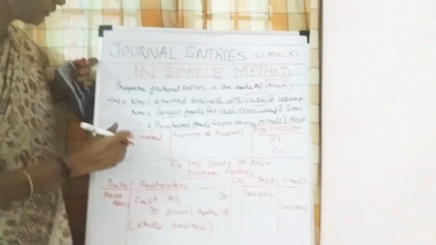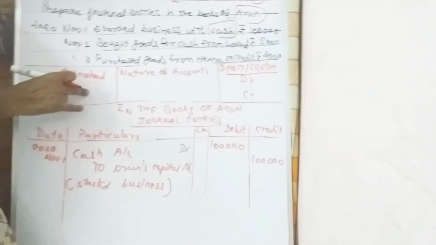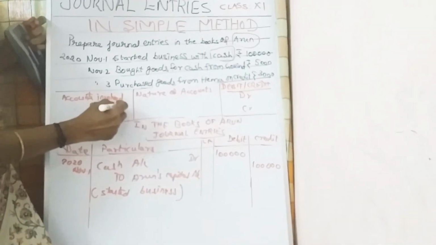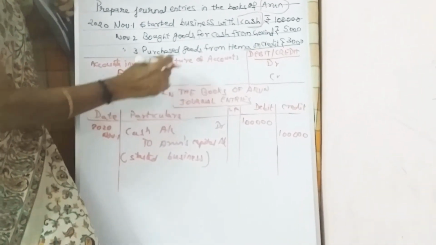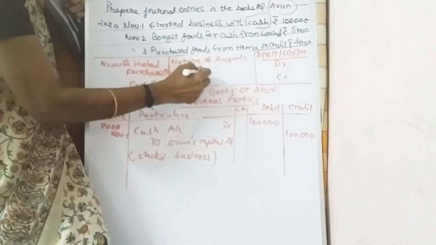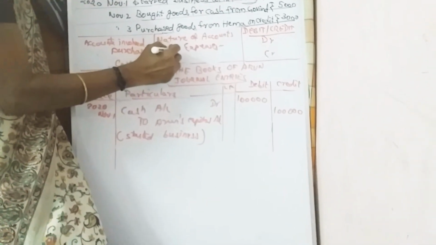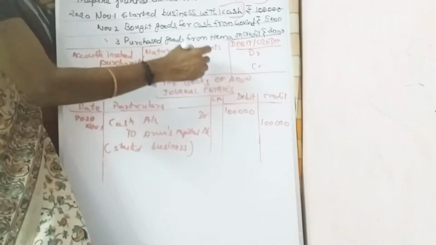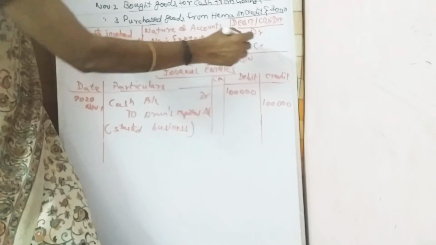So here, the simple method is, you have to classify this transaction in the three columns. Accounts involved. So what are the accounts involved here? Purchases account and cash account. So these two are the accounts involved in this. Purchases is an expense. All expenses should be debited under the nominal account. So nature of account is nominal account. Expense should be debited. Cash is a real account. Cash, what goes out, should be credited.